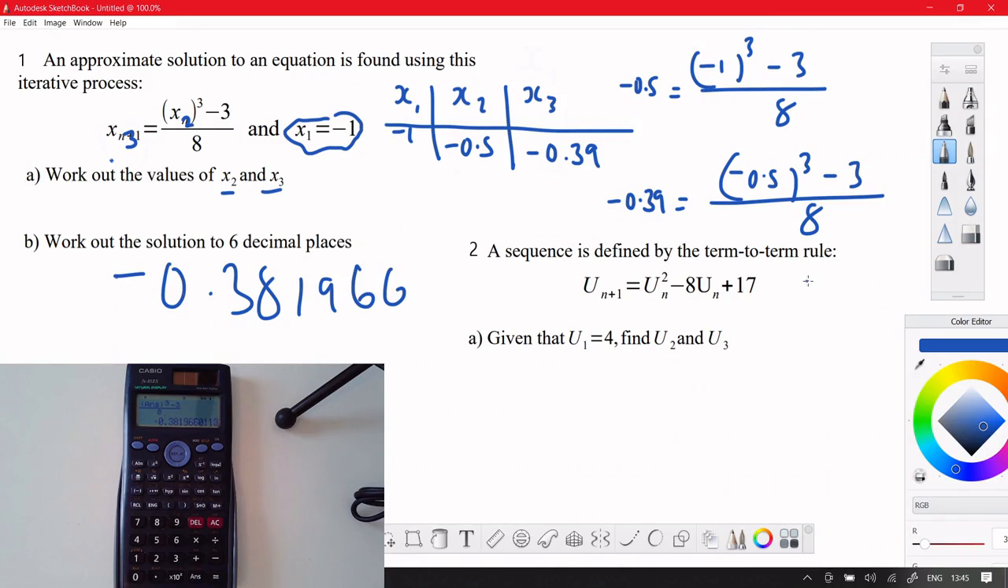Next question, question 2. Right, here's a different iteration formula. They've chosen the letter U. They could have used A, B, C, D, E, F, whatever. The first one here is 4. Let me just do that. They just want the second and the third one. So first and third.